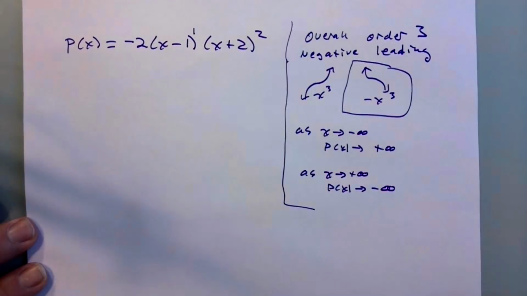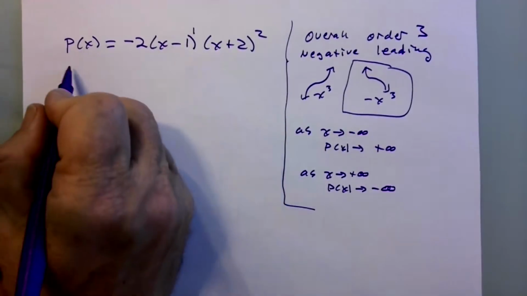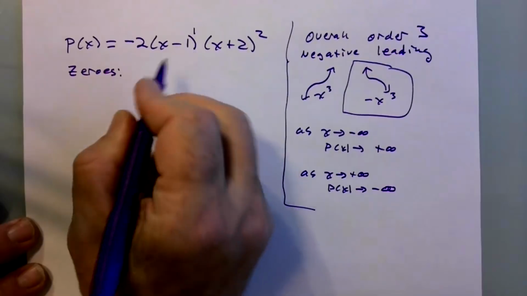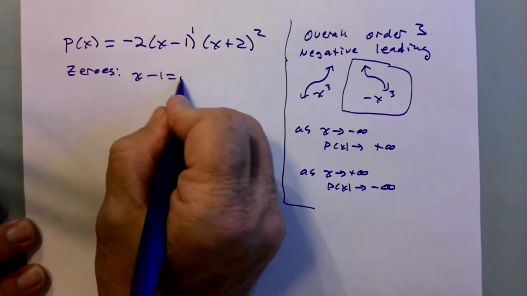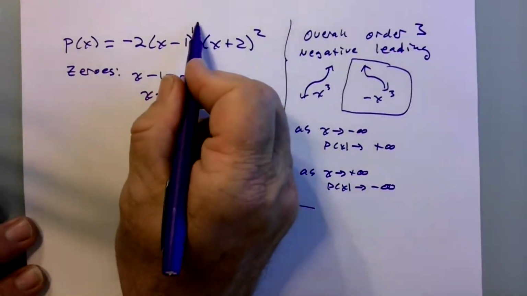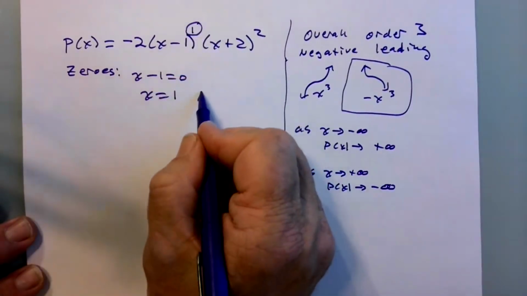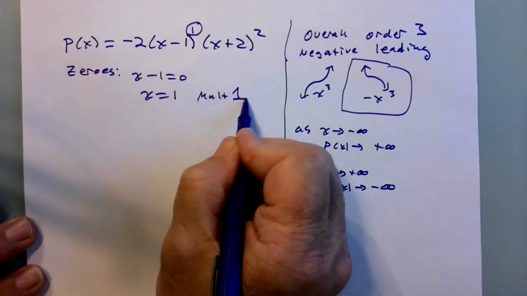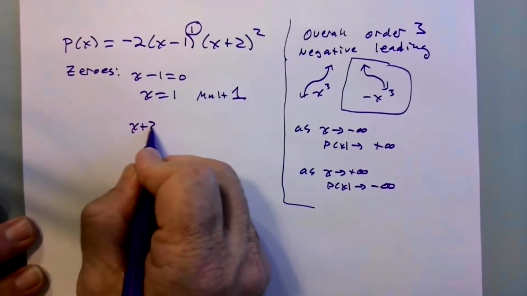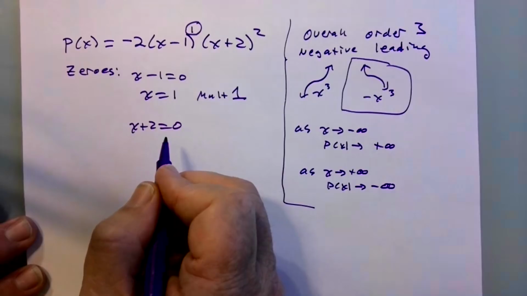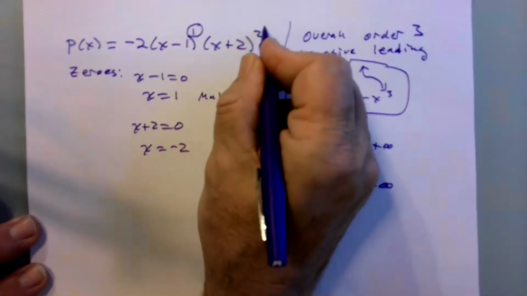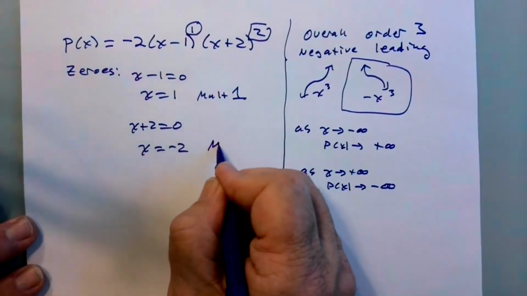Now let's do some analysis of our zeros. So what are the zeros of this polynomial? Well, we have x minus 1 to the first. So x minus 1 has to equal 0. So x equals 1 is a zero of order 1 or multiplicity 1. Over here we have x plus 2 squared. So x plus 2 has to be 0. So x will equal -2. But that has multiplicity 2.